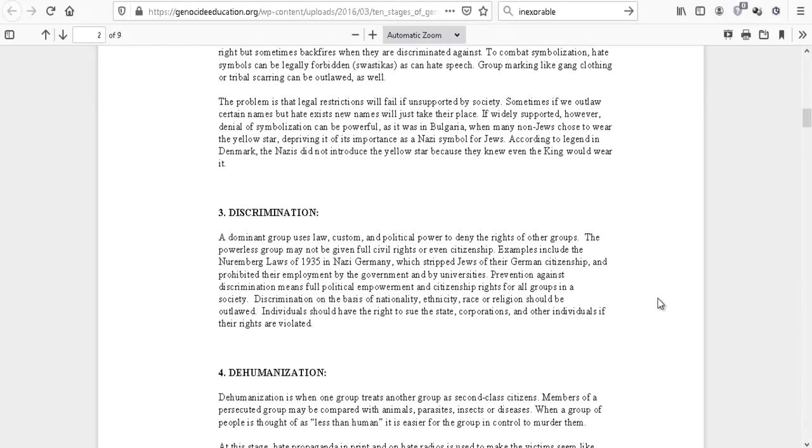So, discrimination. A dominant group uses law, custom, and political power to deny the rights of other groups. The powerless group may not be given full civil rights, not even citizenship. Well, full civil rights. Remember the segregation period in the 60s, 50s, especially the 60s in the United States of America, which gave the rise to, well, it's disputed. I don't know for sure.